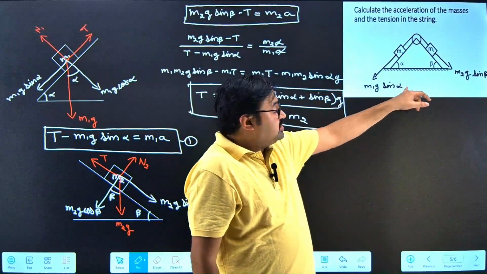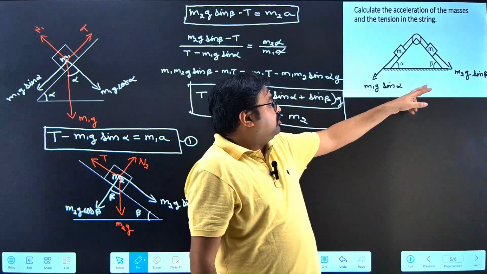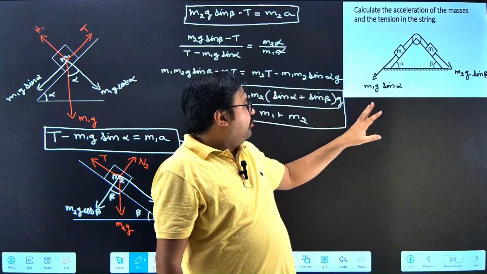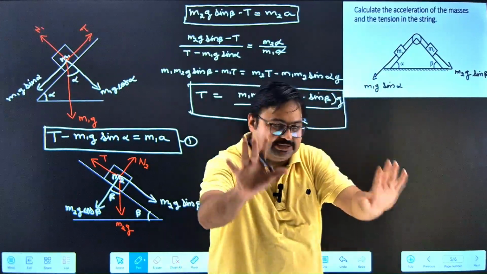If m1 into g sin alpha is greater than m2 into g sin beta, m1 is going to go down. Whichever force is greater, that mass is going to go down. It's as simple as that.